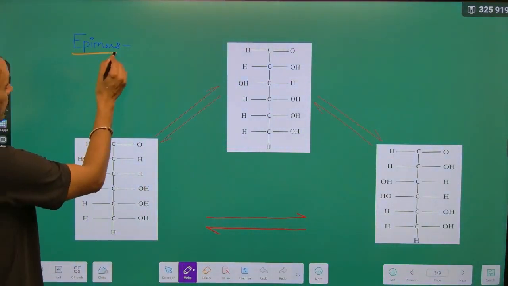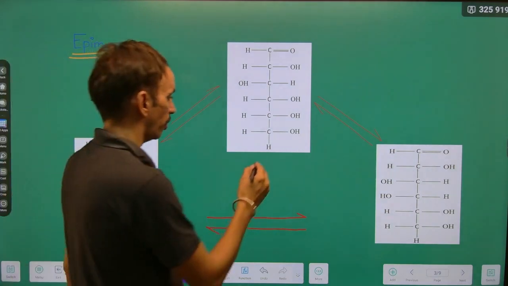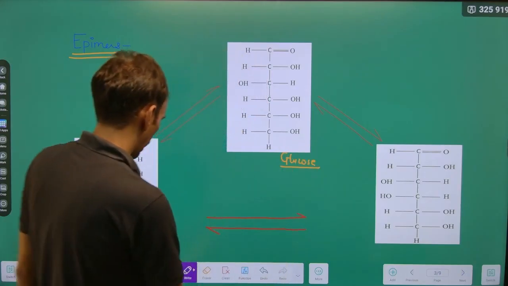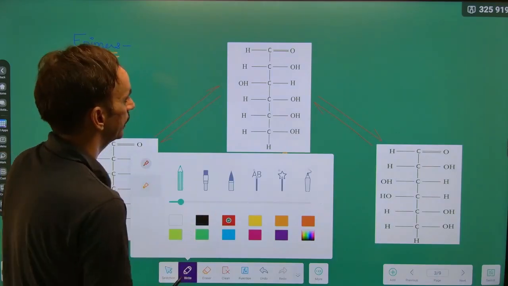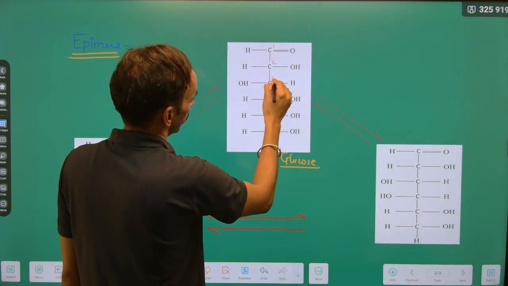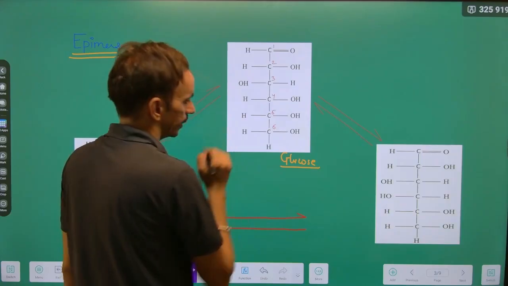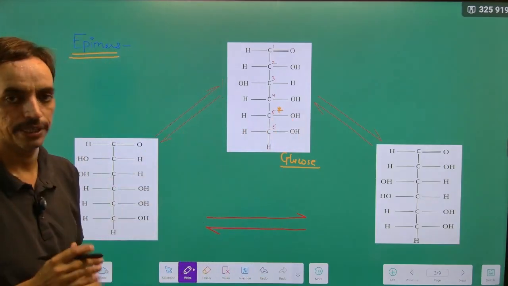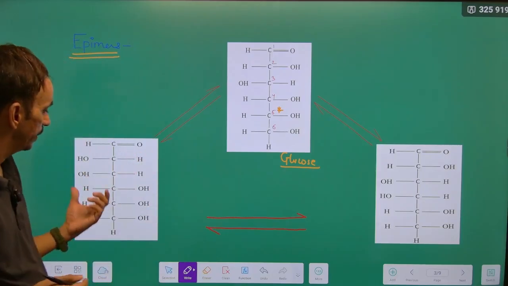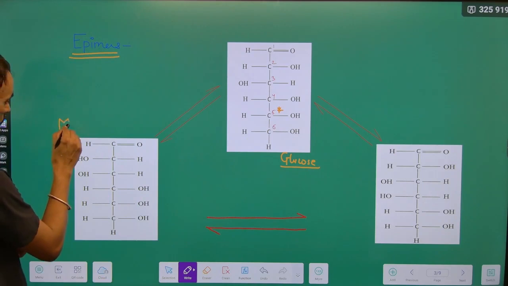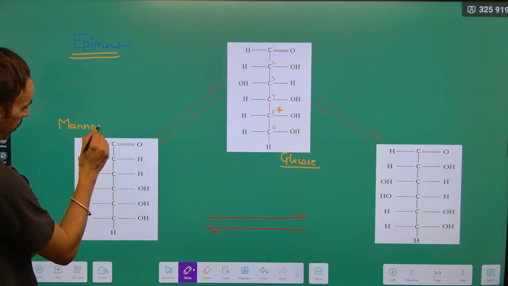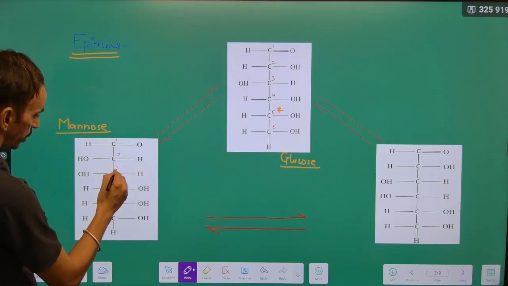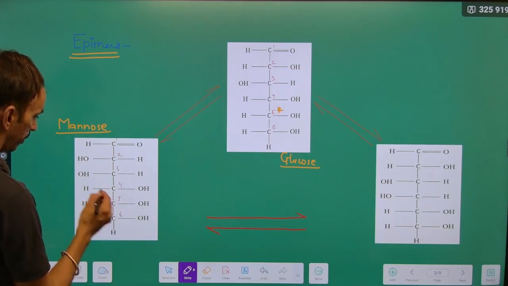Next are the epimers. This is the structure of glucose, having 6 carbons, 2, 3, 4, 5 and 6. It is a hexose sugar. The penultimate carbon is carbon number 5, while the ultimate carbon is carbon number 6. Similarly, this is the structure of mannose, and the difference between these two structures is at position number 2.